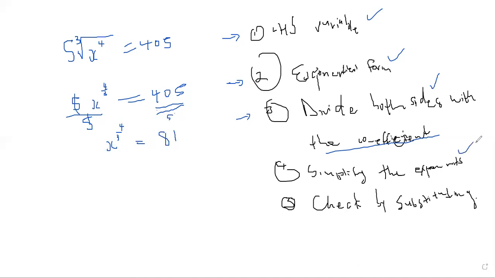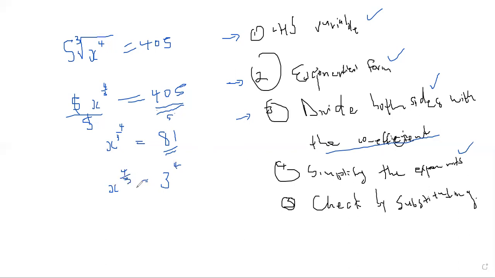The next thing to do is to simplify the exponents. In this case, the easiest thing is to also write 81 in exponential form. You go to your calculator, type in 81, press equals, then click shift and the button written fact on top, and that should give you 3 to the power of 4.